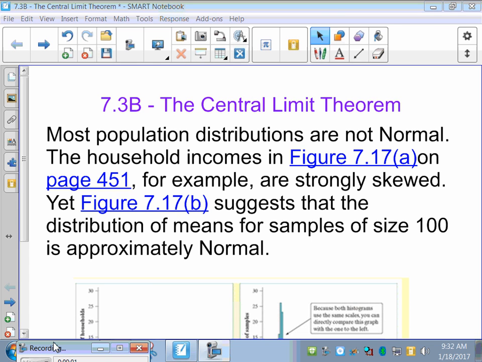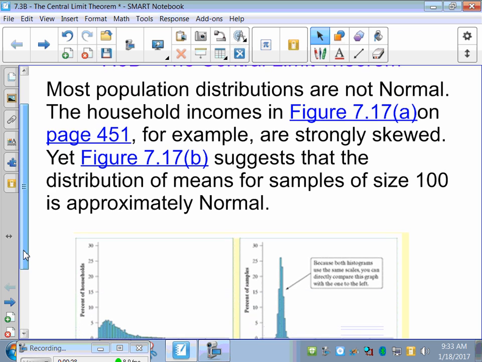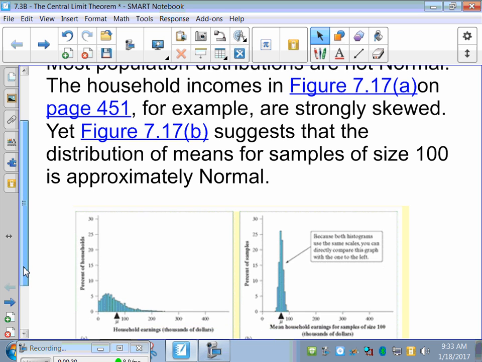We're going to talk about the central limit theorem today. Most population distributions are actually not normal. What we talked about yesterday was if the population distribution is normal, what do we know about the sampling distribution? It's normal. So it's kind of easy if they tell you the population's normal. If it's not normal, we're going to talk about that. And again, most population distributions are not normal.